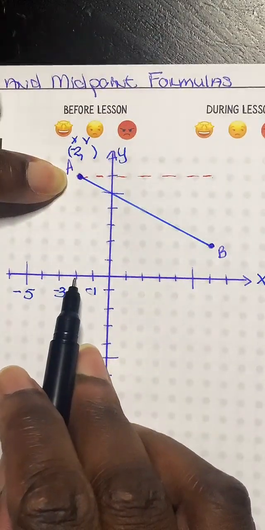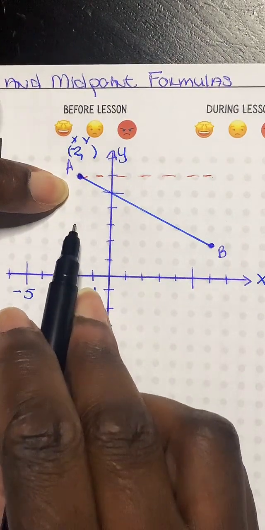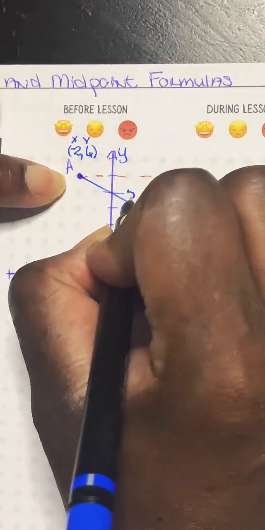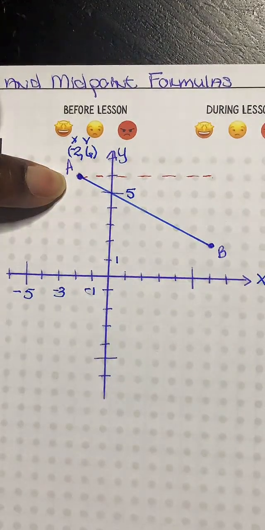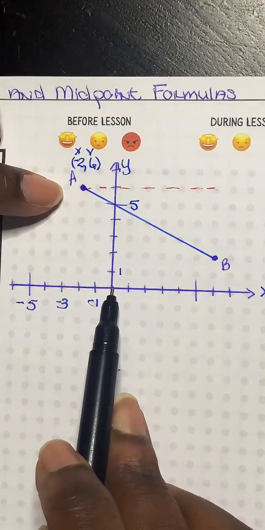So from here, I need to go up. If I'm going up, I'll go up 1, 2, 3, 4, 5, 6. Okay, so this was my +5 right here. This is my +1 right there. Okay, so to name your coordinates, you start at the 0.